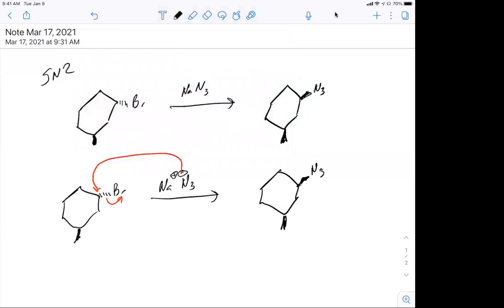So we get this product. SN2 is substitution, nucleophilic, bimolecular; the 2 stands for both groups being there in that position.